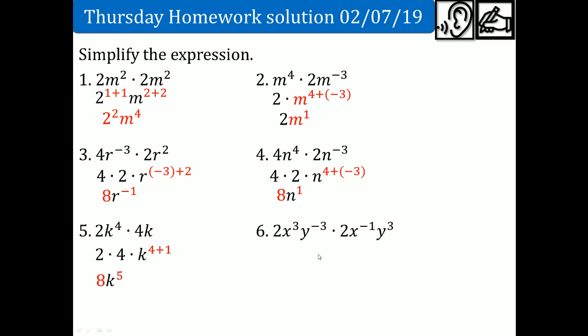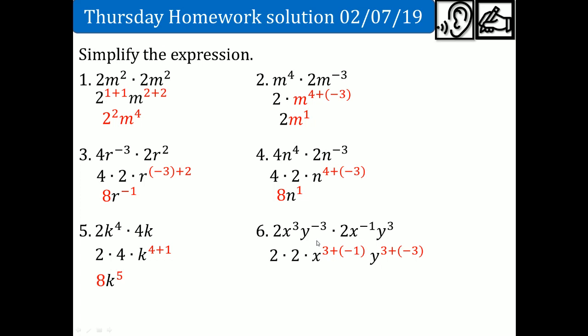Number 6. Be very careful. 2 times 2 is the first one. Then you worry about the x. Again, you add the exponents. So it is x to the 3 plus negative 1. Then the y, negative 3 plus 3. Right? I just wrote it right here.